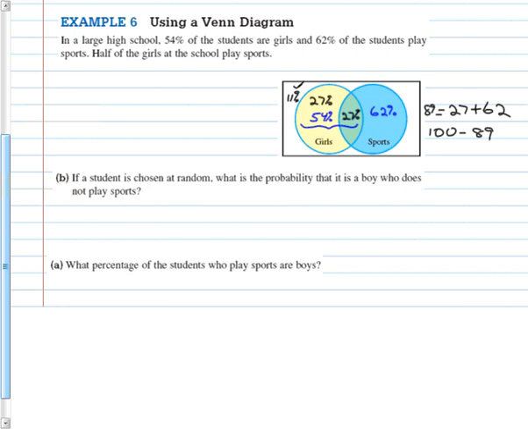Just building up from this Venn diagram. If a student is chosen at random, what's the probability it's a boy who does not play sports? 11%. I just did it from the picture. What percentage of the students who play sports are boys? We want them to play sports and we want them to be boys. This region out here are the boys who play sports. So 62% of the school play sports and 27% of them are girls who play sports. That means 62 minus 27 must be the boys who play sports. What is that? 35% of the school are boys who play sports. So a Venn diagram is sometimes useful.